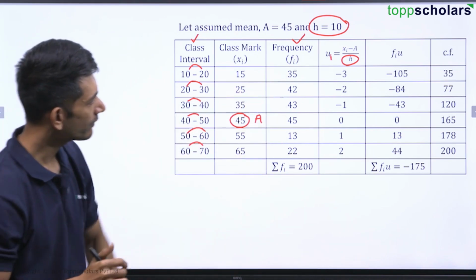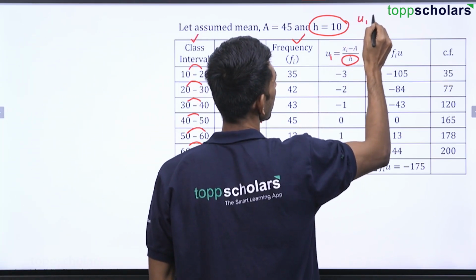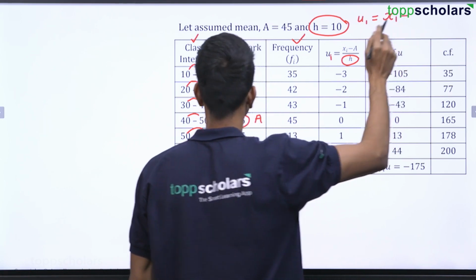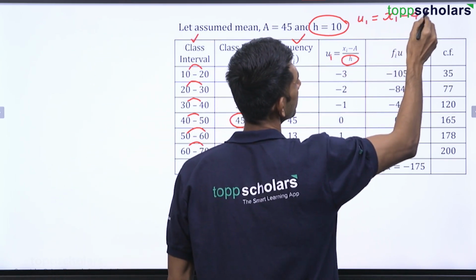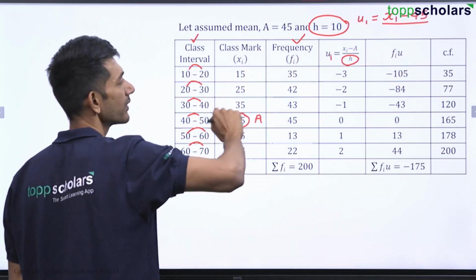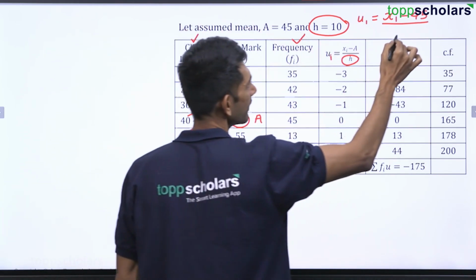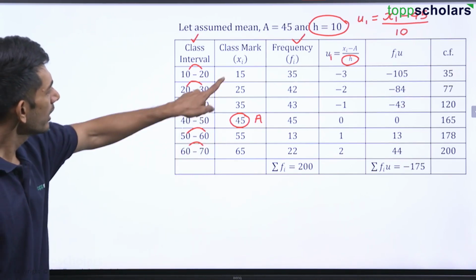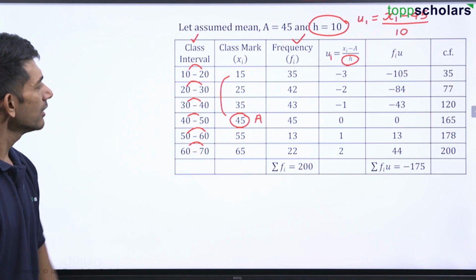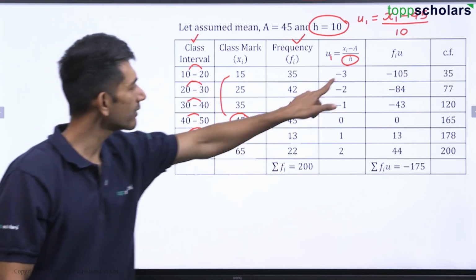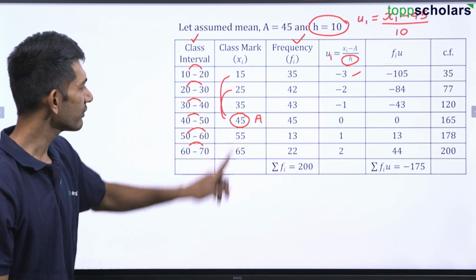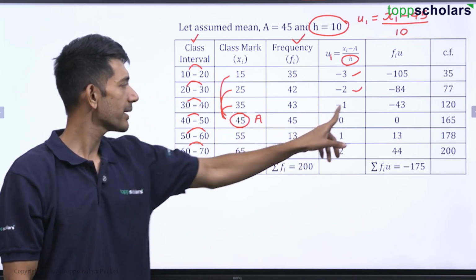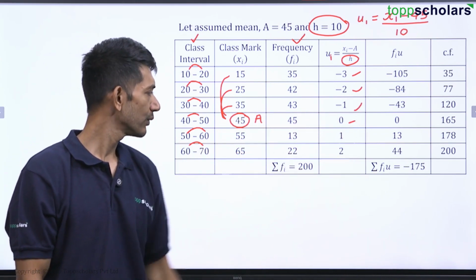So here we can modify the formula to get ui is equal to xi minus A, which is 45, by h. h is the class size, which is 10. Correct? xi minus 45 by 10. 15 minus 45 is minus 30. Minus 30 by 10 is minus 3. 25 minus 45 by 10, minus 20 by 10, minus 2. 35 minus 45 by 10, minus 1. 45 minus 45 by 10, that is 0.